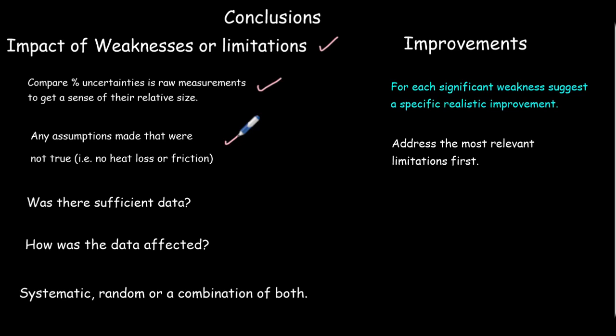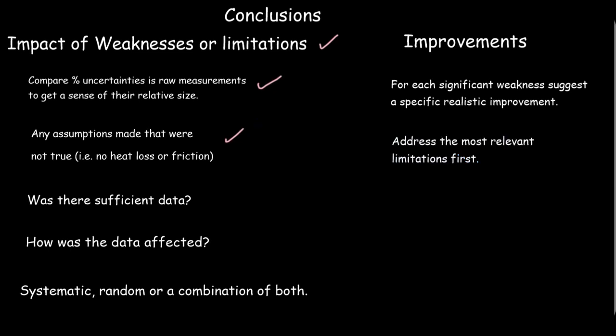For your improvements, you want to suggest one specific realistic improvement for each significant weakness. And you really want to address the most significant weaknesses first. The suggested improvements do not need to be complicated. They can be simple. Just make sure that they're both realistic and specific. So don't be vague. Don't say use an electronic device when you mean a photo gate timer. Don't say use a release mechanism. Make a diagram of the release mechanism that you have in mind. Perhaps you'll think of two different improvements for one problem, and then you can discuss which one is likely to be the best of the two.